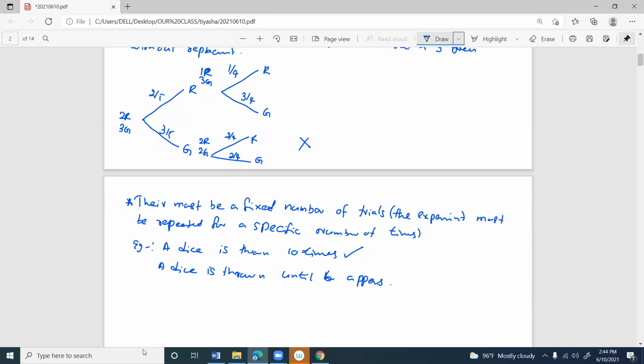Is there a fixed number of trials? Because you know that at the first time when you throw it, sometimes 6 can occur at the first time itself. Sometimes after 100 times only 6 came up. Sometimes after 1,000 times only 6 came up. Just like when you play Ludo, the first time 6 comes, there is no specific time. Right? So that is the second condition we need to understand.